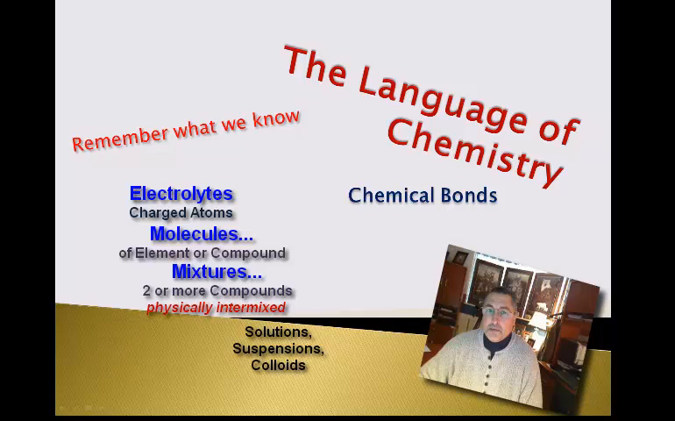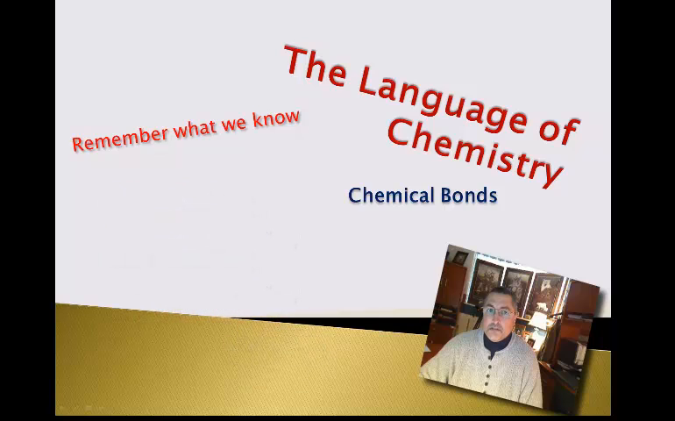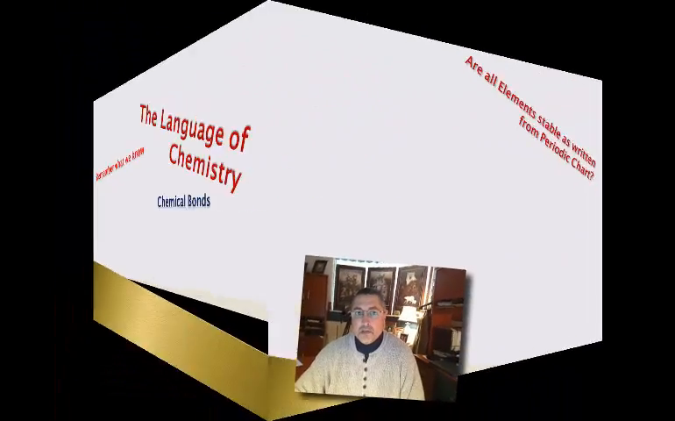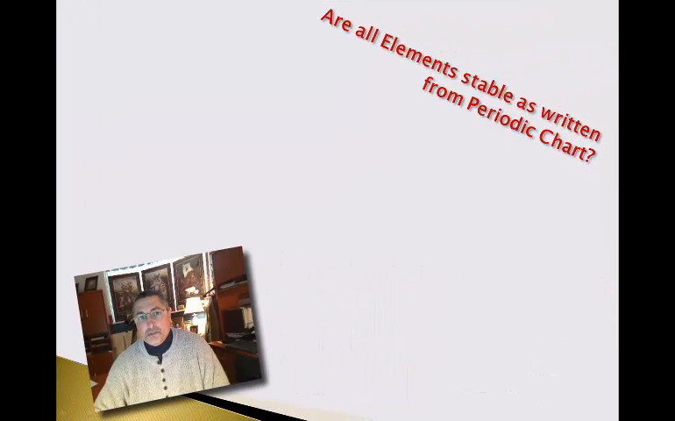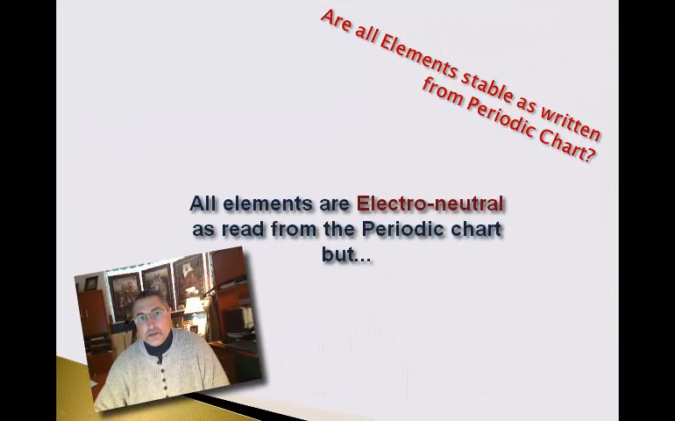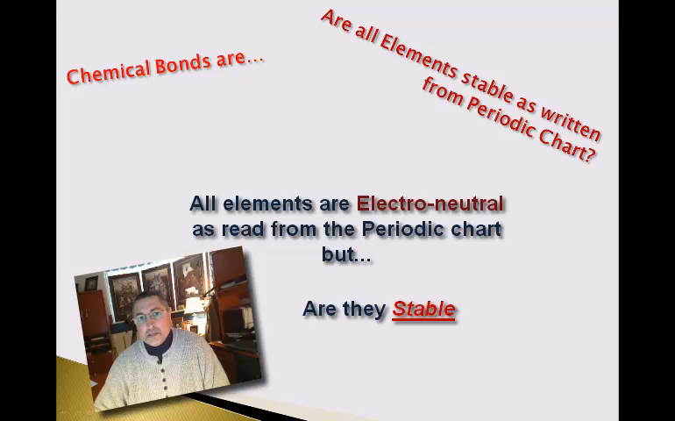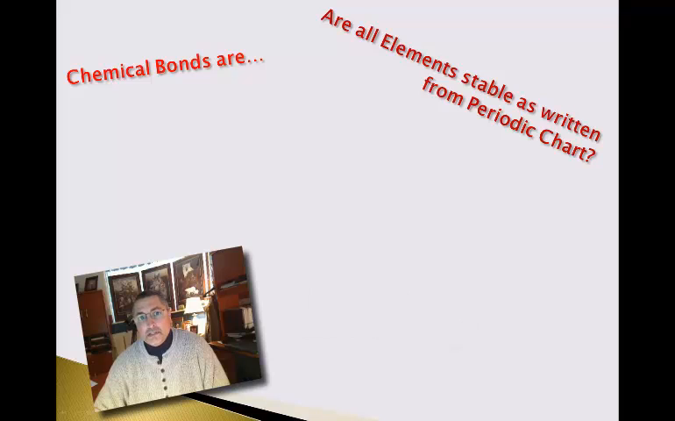Now we need to back up and ask, what is this relationship that allows given atoms of elements to interact with one another to make compounds? When we're talking about elements doing this, it all deals with the stability factor. As read from the periodic chart, we know that each element is electroneutral, but is it stable? To answer that question, we've first got to identify what chemical bonds are and what it is about a chemical bond that makes an element stable.